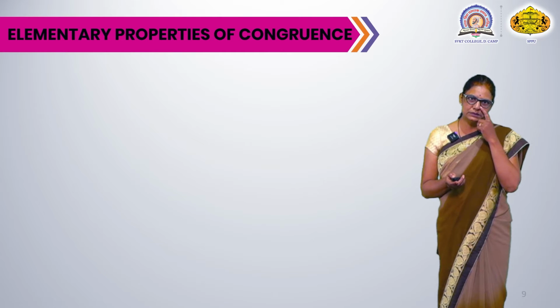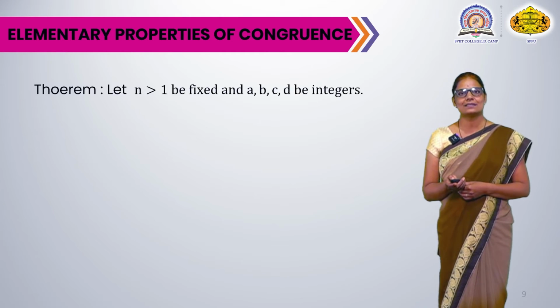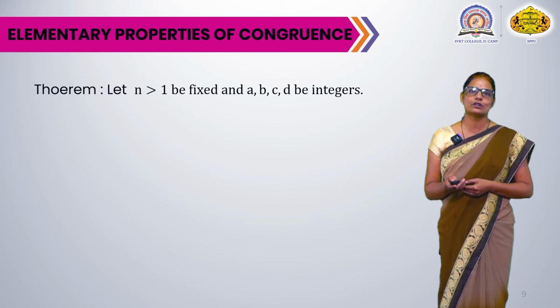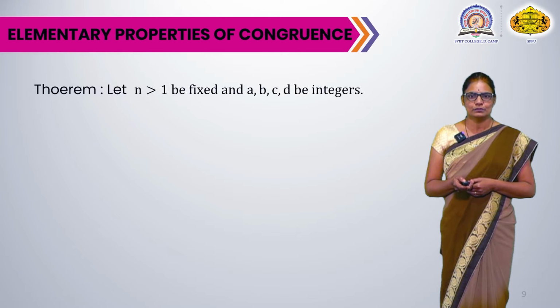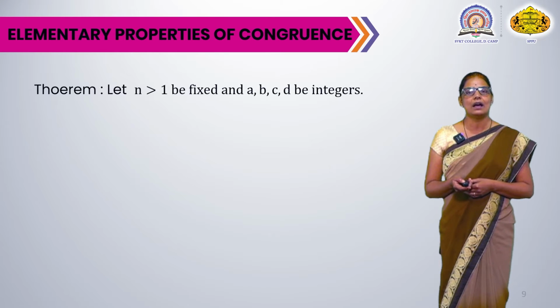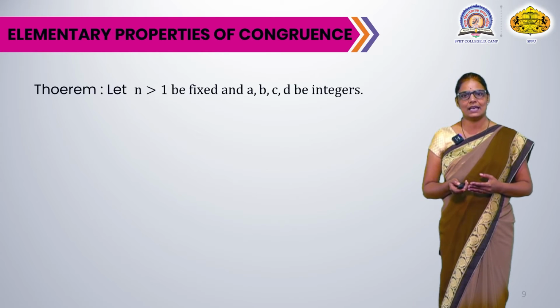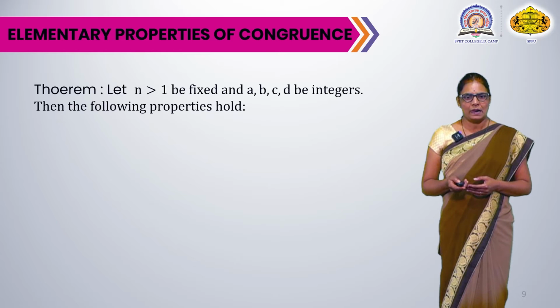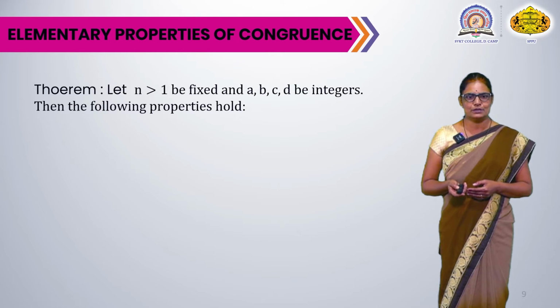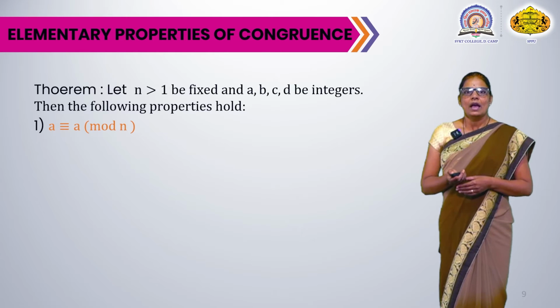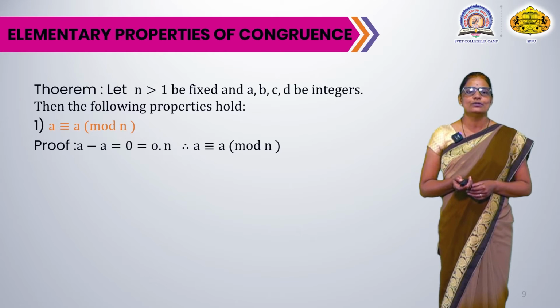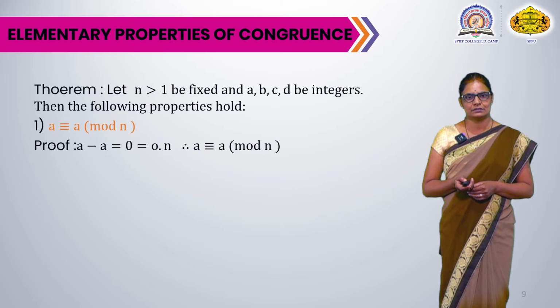So now after the definition of congruence, let us study some basic elementary properties of congruence. For that we consider n is any integer greater than 1, which is fixed here, and consider the 4 integers a, b, c, d. So we consider here the first property. Every integer a is congruent to itself modulo n.